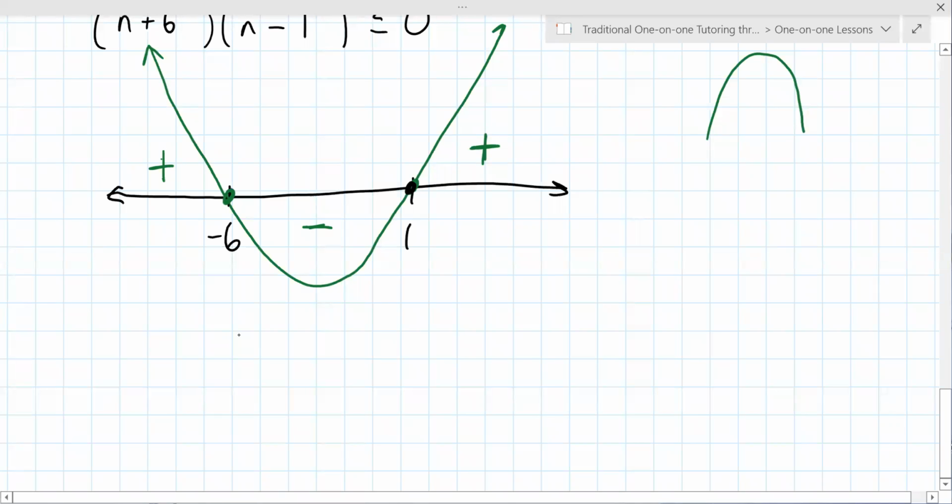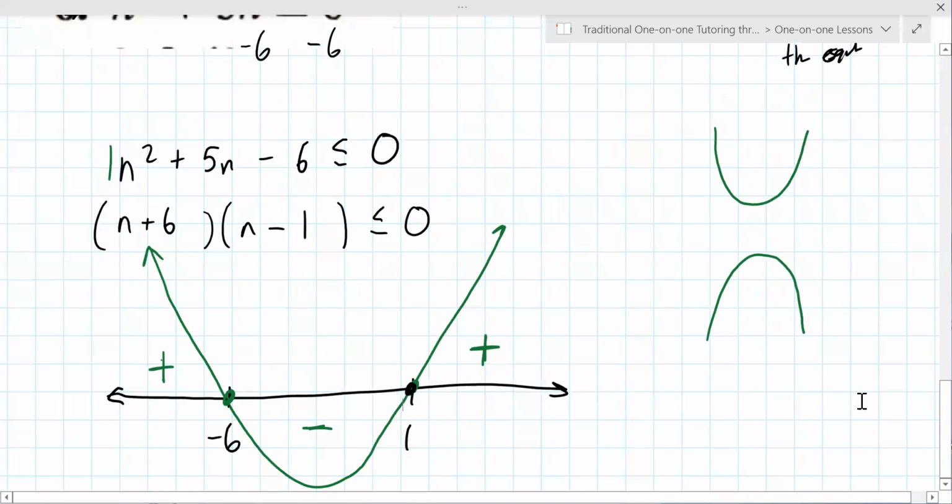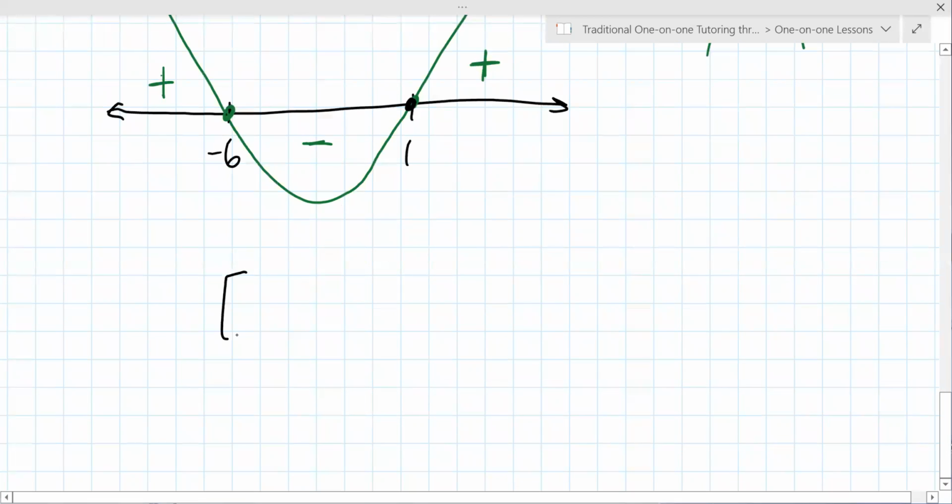I can go back up and show you the list. Yes. So it's bracket -6, bracket 1. So we say inclusive, meaning that these numbers are included in the answer.